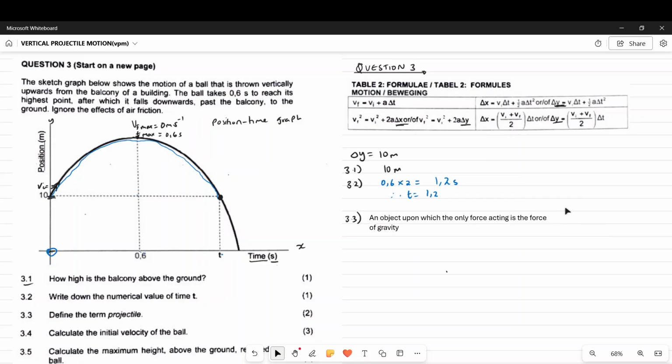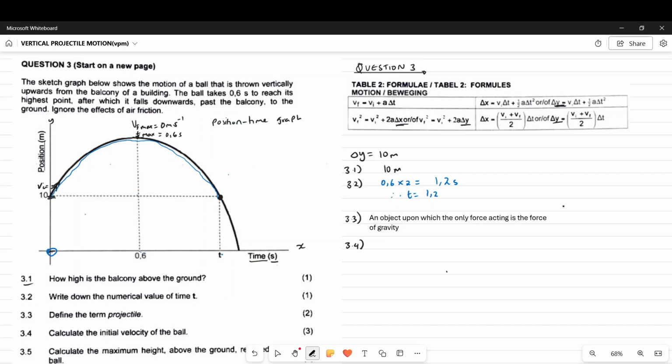So there we go, we have it over there. And now 3.4 says, calculate the initial velocity of the ball, right? So calculate the initial velocity of the ball. So they want v initial. So over here you have to check where you have enough information. That's the first thing that you want to do. You need to check where you have enough information. So let's have a look.